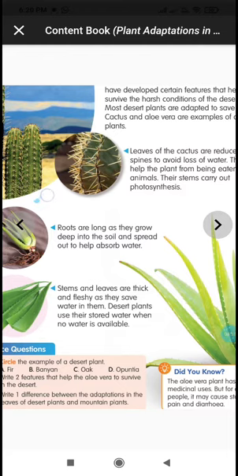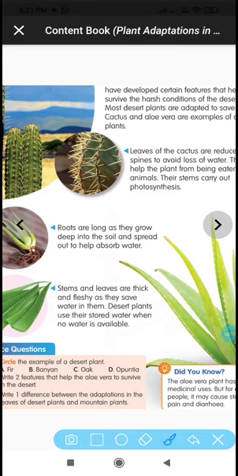Why does it appear like a stem? Because the stem is storing the water. The leaves are not doing their own function. Actually, the leaves must do the photosynthesis process, but they are not doing photosynthesis here. Instead of the leaf, the stem is performing photosynthesis. In these desert plants, which part is preparing the food? The stem prepares the food.